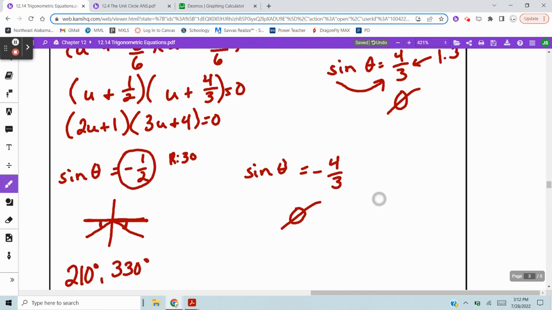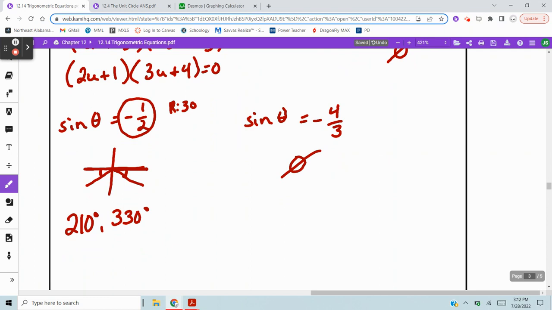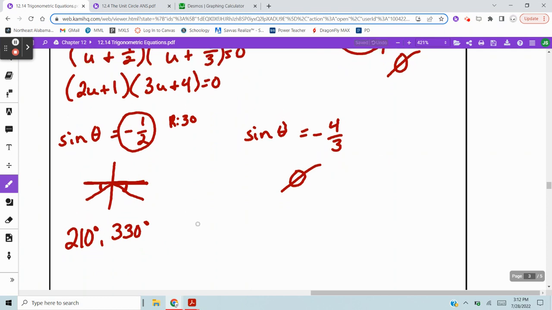So therefore, the only answers that you're going to have, because, well, we only wanted the answers between 0 and 180, and both of these answers are not between 0 and 180. So this problem between 0 and 180 has absolutely no answers. It does have solutions, just not in the range that they're asking for.